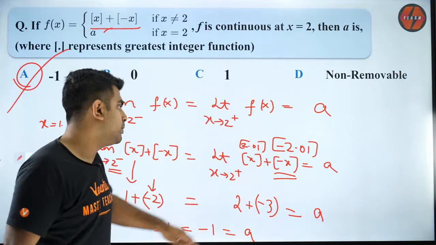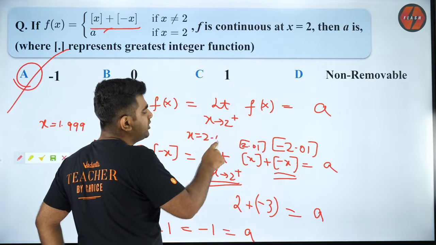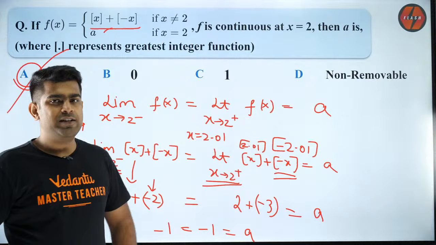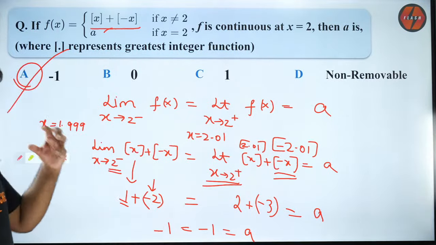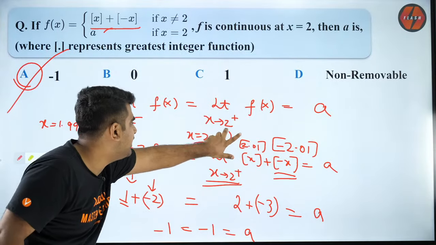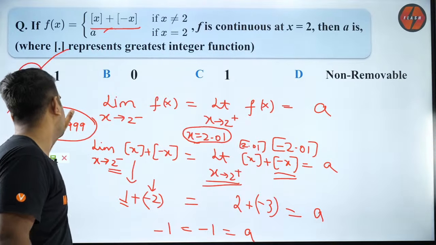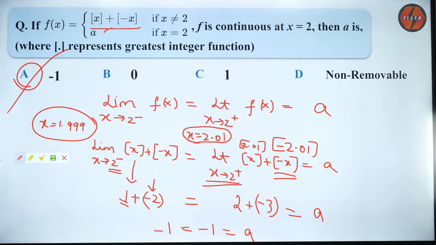RHL will change, because for RHL x belonging to 2 plus means x is something like 2.01. Okay, it's not a very good way of doing it, but it gives you a good visualization. So this is a good visualization, but ideally I wouldn't recommend you guys to do this. Not a very, very nice approach. But yeah, it helps you to understand it.